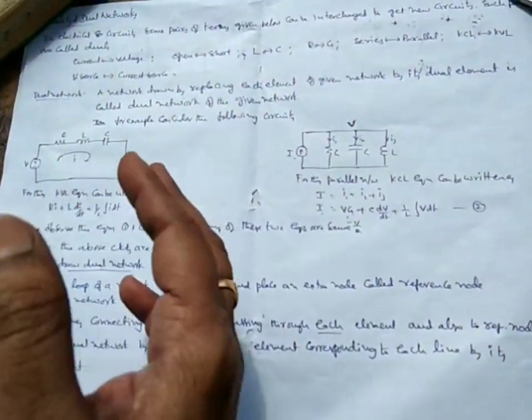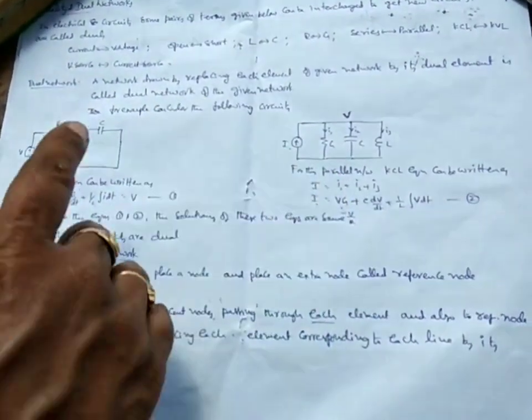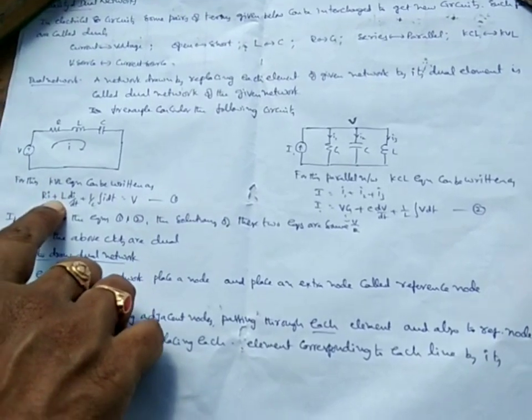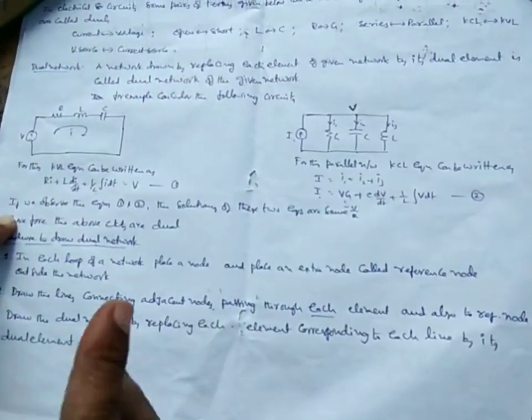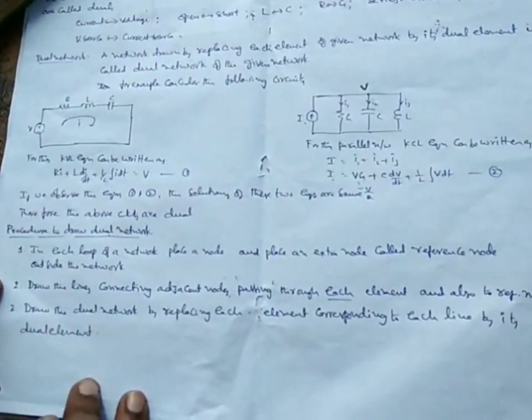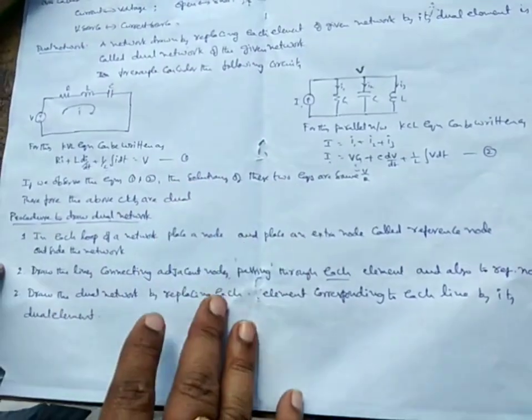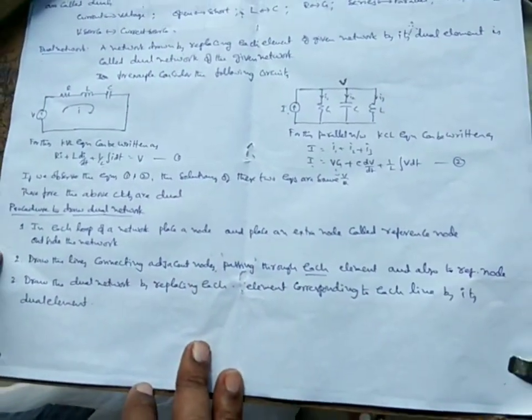So two networks, we can also say that if the KCL equation of one network results in the KVL equation of the other network, those two networks are called dual networks. Like that also we can say. This is about the dual networks. Now our actual aim is to draw the dual network of any given network.